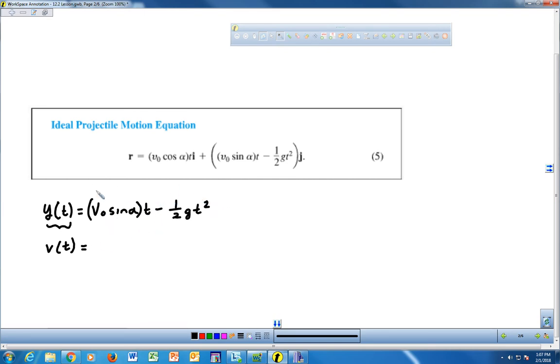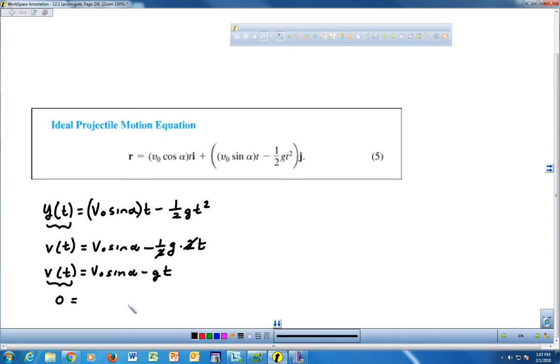The derivative of a constant times t is just going to be this constant, which is v sub 0 times sine of the angle alpha. Minus the derivative of this one, which would be 1/2 g times 2t, because this is just a constant. So my vertical velocity is going to be v sub 0 times sine of alpha minus, this simplifies, so we get gt.